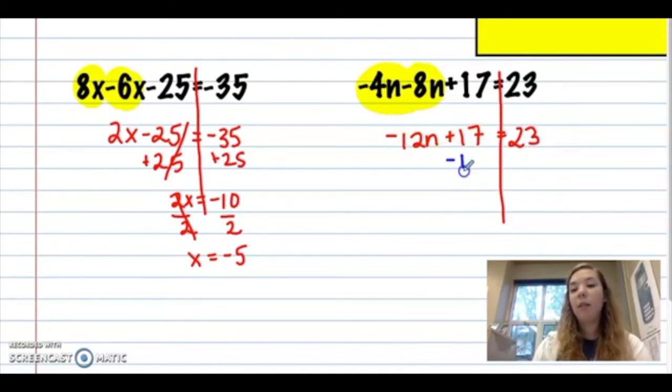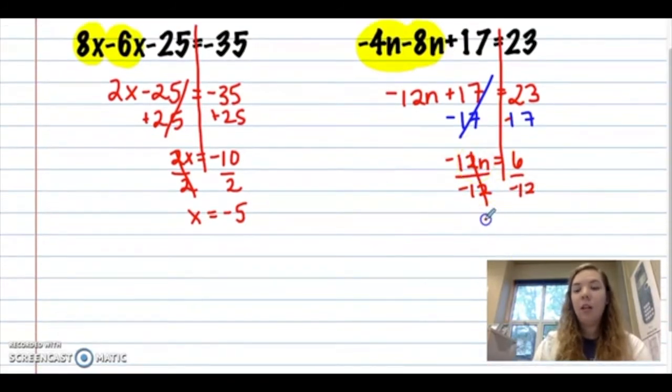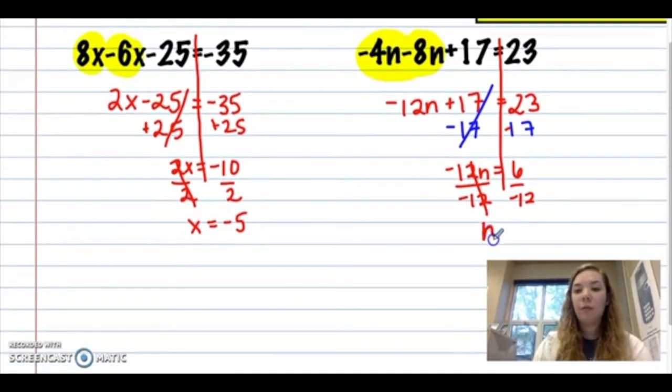So to get rid of my 17, I'll subtract 17 on both sides. Which is 6, and then I'll divide by negative 12. So we get n equals negative 1/2, or as a decimal, negative 5/10. Okay, so make sure you have these written down.